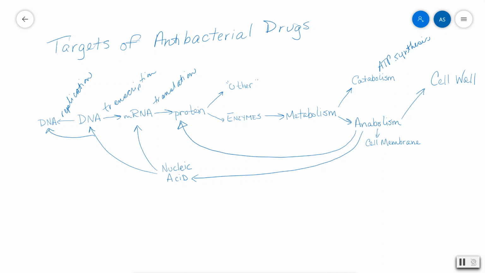So we don't always want bacterial cells to be able to undergo life in this organized manner. If they're a bacterium that's making us sick, we obviously want to disrupt this process. So there are 5 primary targets of antibacterial drugs. The first type of drug is going to interfere with nucleic acid synthesis.